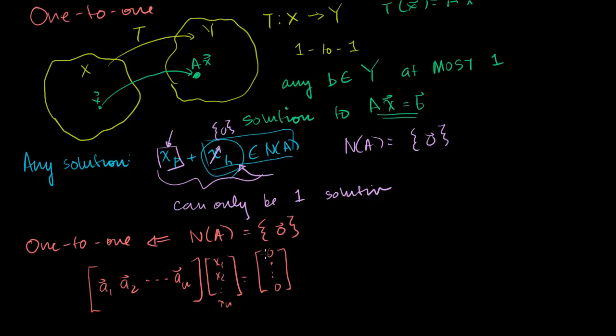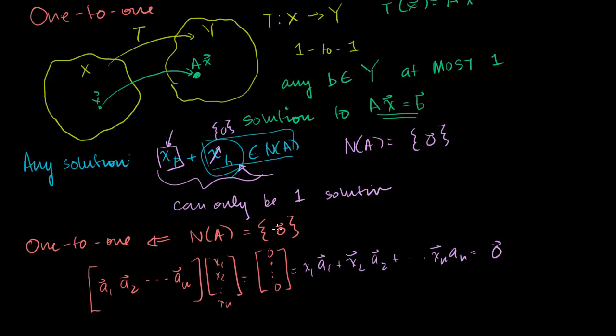So if your null space is trivial, and we're saying that is a condition for your transformation to be one-to-one, the transformation specified by this matrix, what does that mean? That means that another way of writing this is x1 times a1 plus x2 times a2 all the way to xn times an is equal to the 0 vector. These are equivalent statements. I just multiplied each of these terms times these respective column vectors. These are the same things.